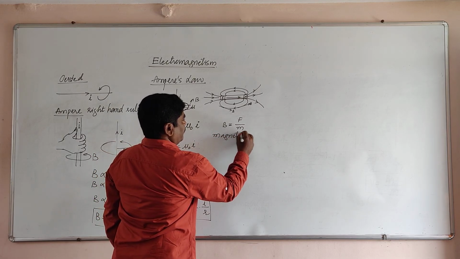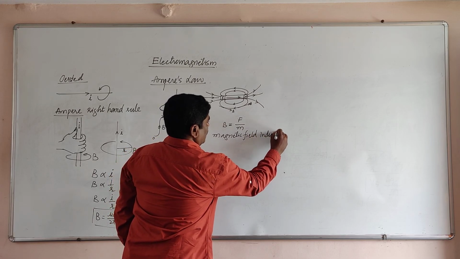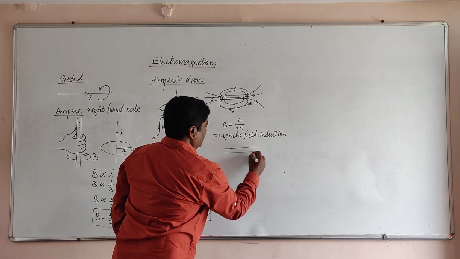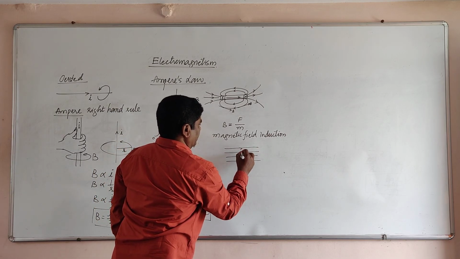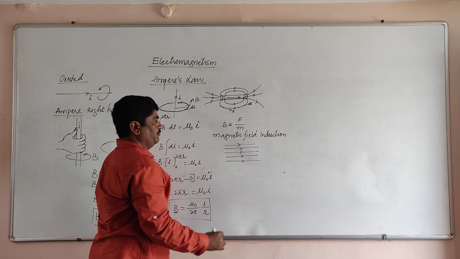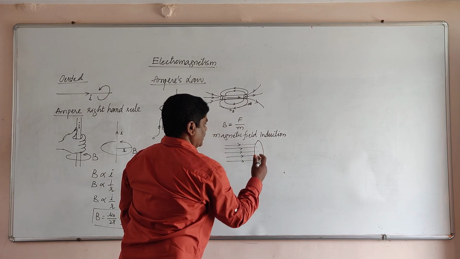Magnetic field induction. Or else, the magnetic lines of force can be spread within the field like this one, parallel to each other, but they will always be perpendicular to a normal like this.